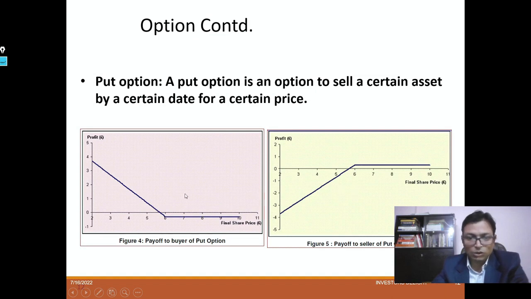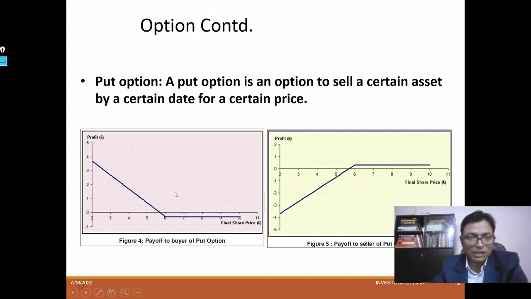And you can also see the buyer of the put and the seller of the put, they are having a very mirror image kind of graph, and because of this you can see that they are just like, as you said, playing a zero sum game.